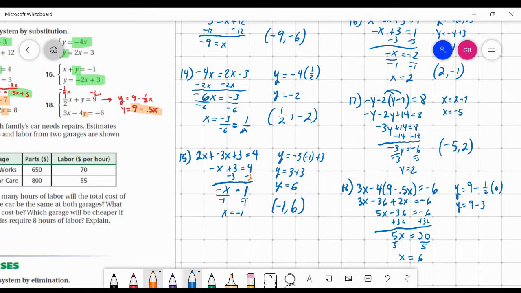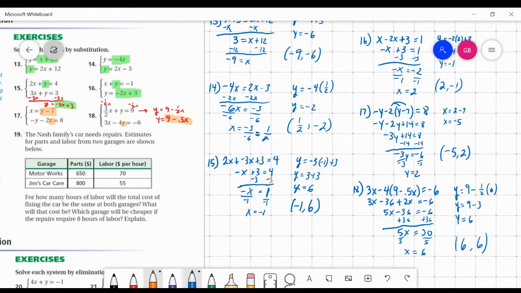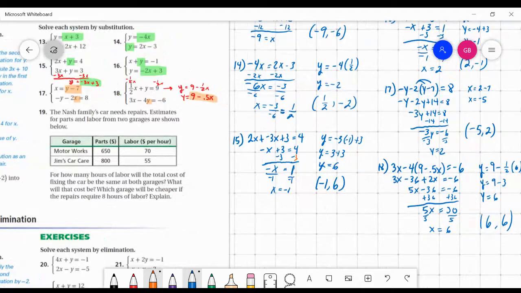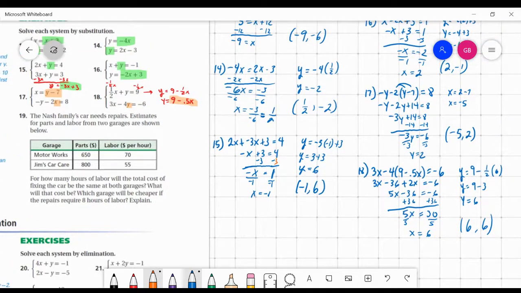Half of 6 is 3. So y is 6. So 6 comma 6. Okay, that was 18. Let's see, 19.